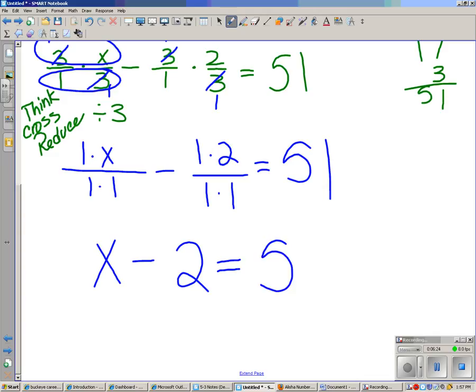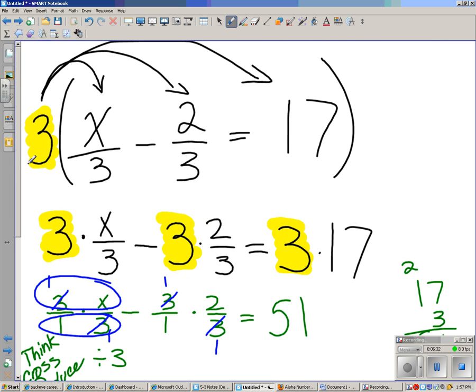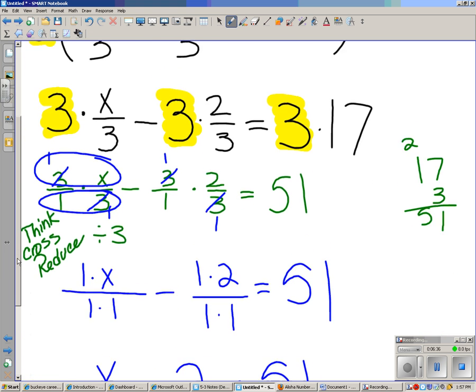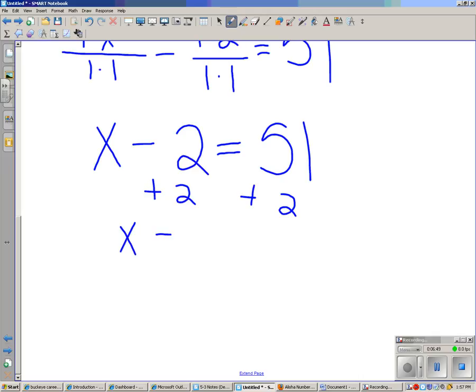Now, let me ask you this. Can you solve that equation? x minus 2 equals 51. If you can solve that equation, you can solve this one, as long as you know the steps in between. And we're going to do quite a few examples today to learn those steps in between. So how do I solve this equation? Add 2 to both sides. So I have x equals 53.